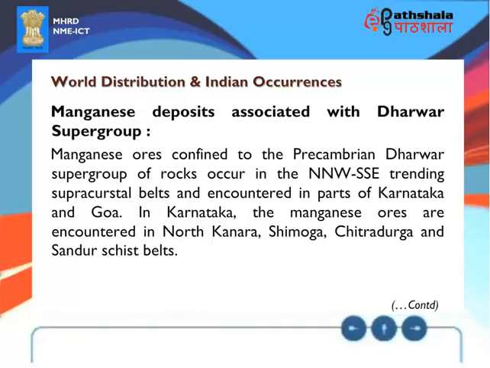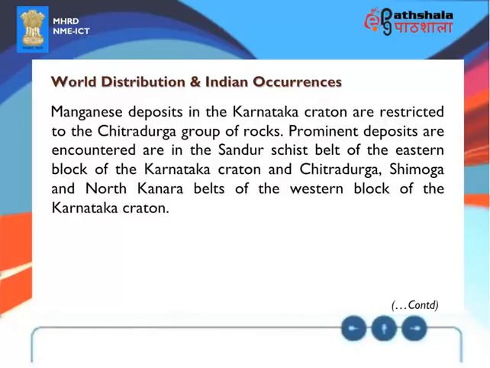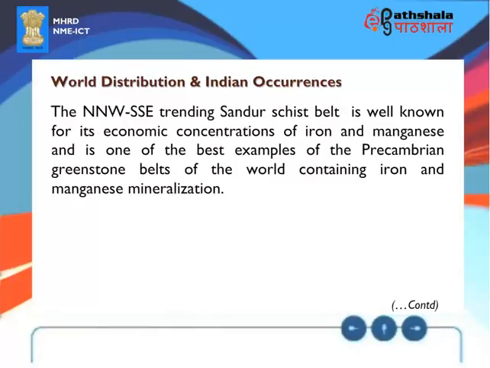In Karnataka, the manganese ores are encountered in North Kannada, Shimoga, Chitradurga, and Sandur schist belts. Manganese deposits in the Karnataka craton are restricted to the Chitradurga group of rocks. Prominent deposits are encountered in the Sandur schist belt of the eastern block of the Karnataka craton and the Chitradurga, Shimoga, and North Kannada belts of the western block of the Karnataka craton. The north-northwest to south-southeast trending Sandur schist belt is well known for its economic concentrations of iron and manganese and is one of the best examples of the Precambrian greenstone belts of the world containing iron and manganese mineralization.